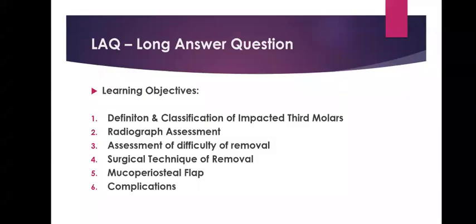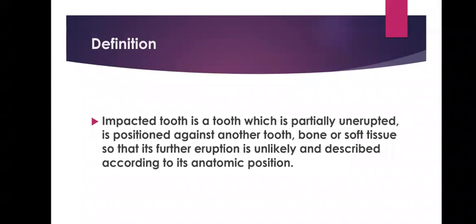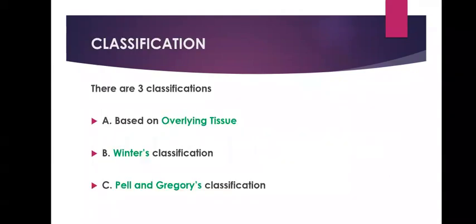So our learning objectives for today will be definition and classification of impacted third molars, radiographic assessment, assessment of difficulty of removal, surgical technique of removal, mucoperiosteal flap and its complications. So the definition to start with is: the impacted tooth is a tooth which is partially unerupted, is positioned against another tooth, bone or soft tissue so that its further eruption is unlikely, and described according to its anatomic position.